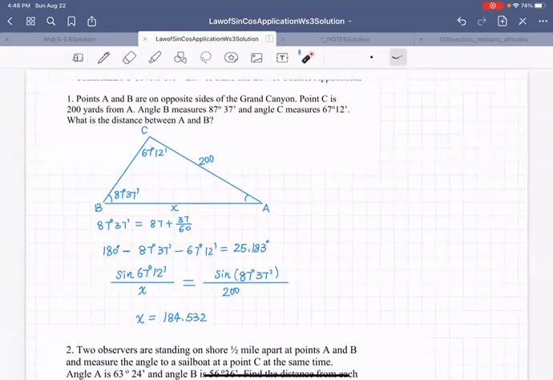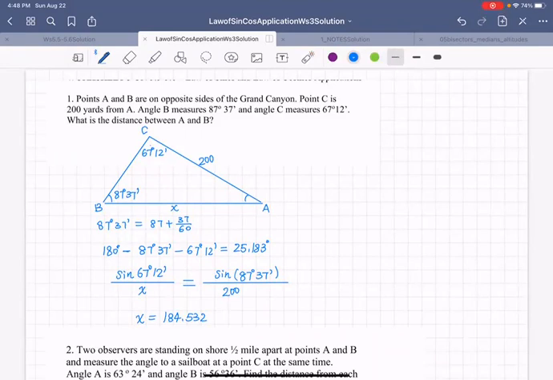Points A and B are on opposite sides of the Grand Canyon. Point C is 200 yards from A. Angle B measures 87 degrees, 37 prime. You call that 37 minutes, okay? Oh, okay. And angle C measures 67 degrees, 12 minutes. What is the distance between A and B? Well, in pre-calc, you have to do those kinds of unit conversions. What does this mean?